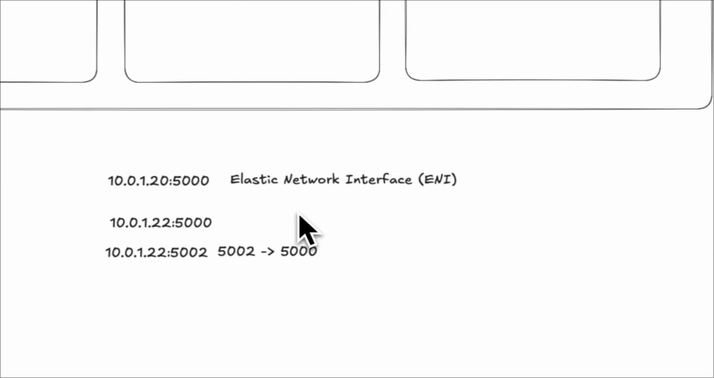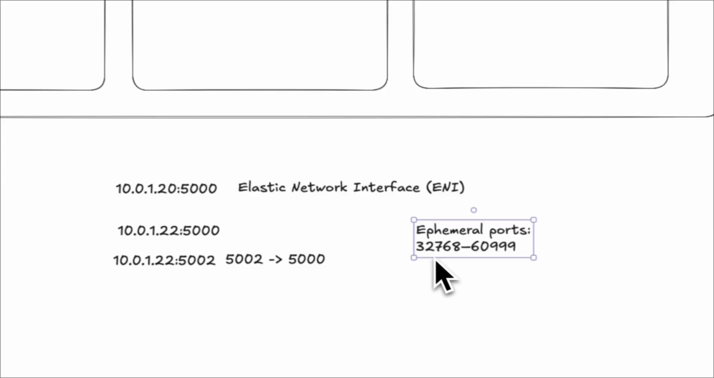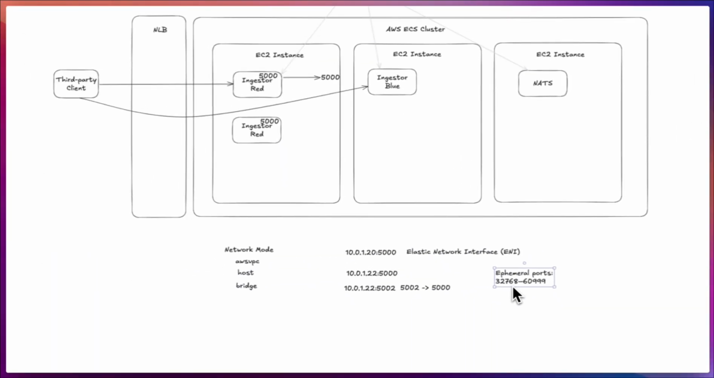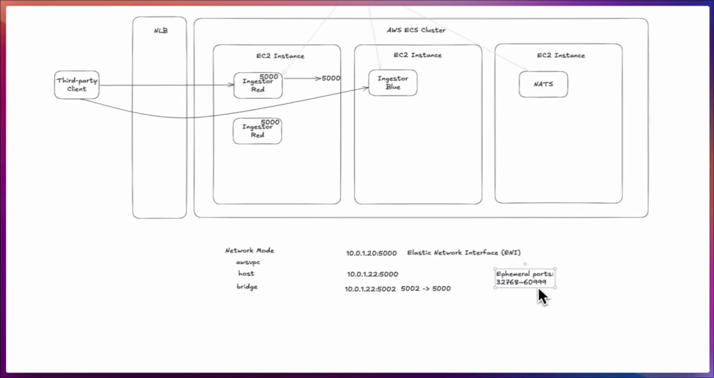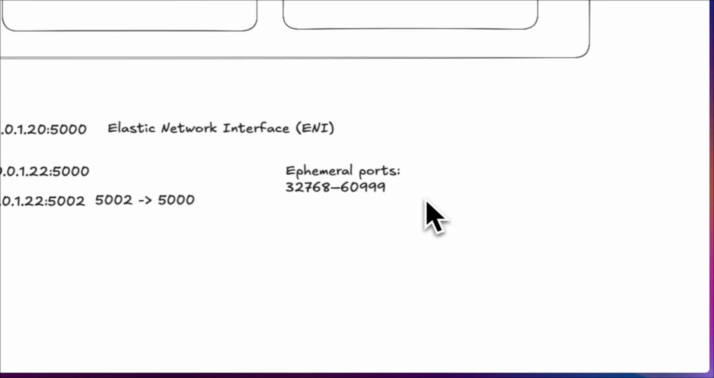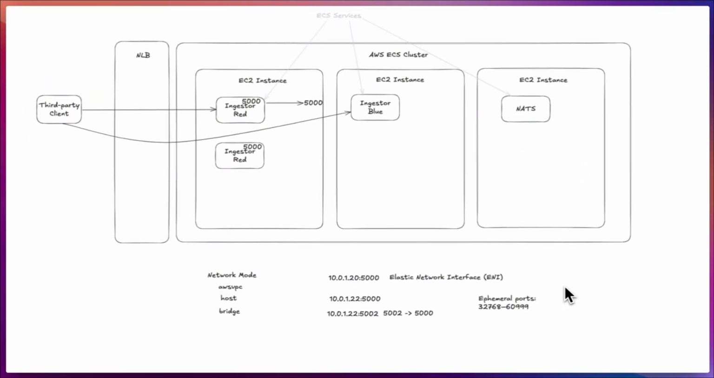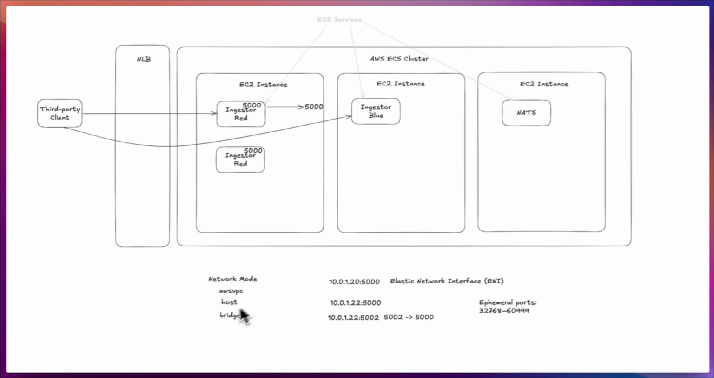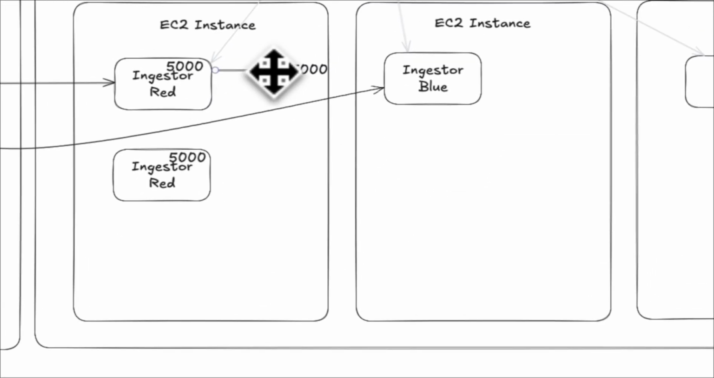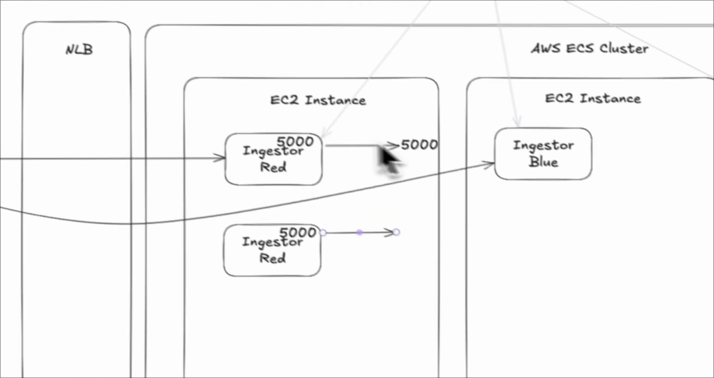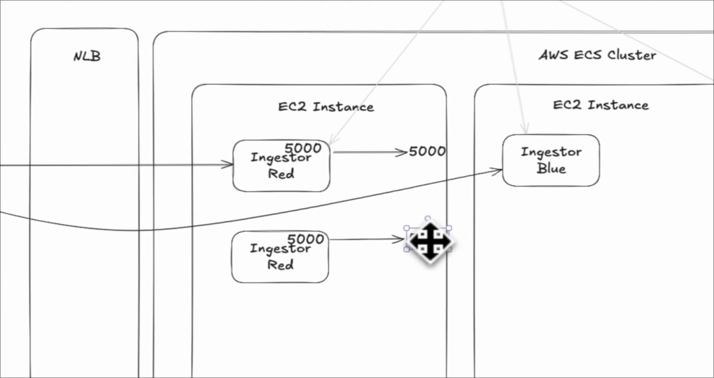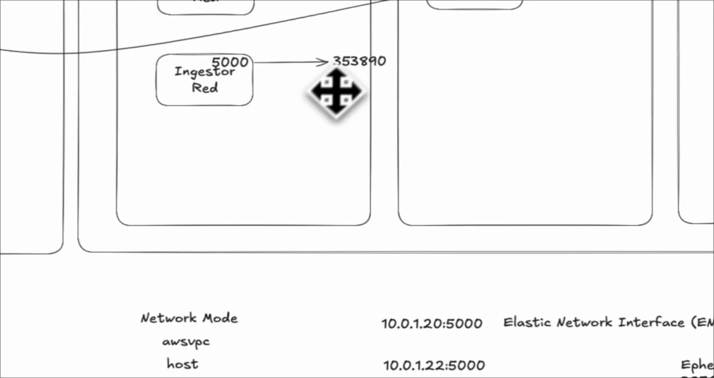So what AWS does, it uses something called ephemeral ports. Basically ephemeral ports are in the range from 32,768 to 65,535 or so. These are temporary ports, ports that are temporarily assigned. So in bridge mode, if you use dynamic mapping, you will have something similar to this, but AWS will choose which port. So they'll assign some random port.